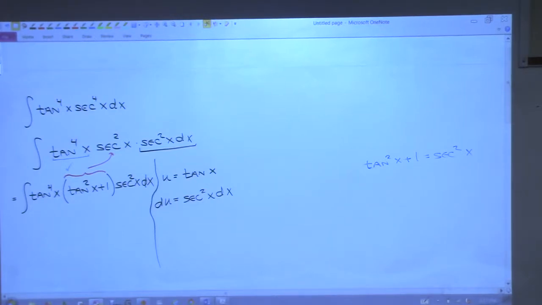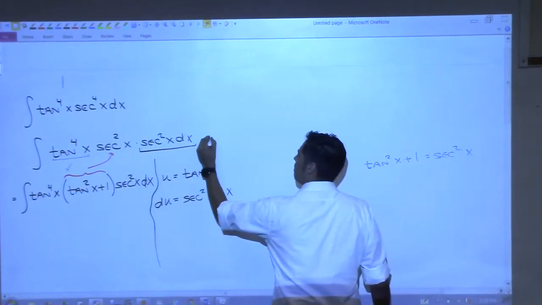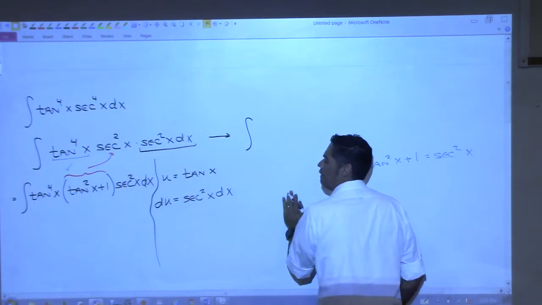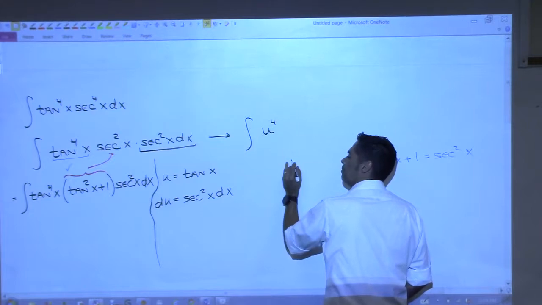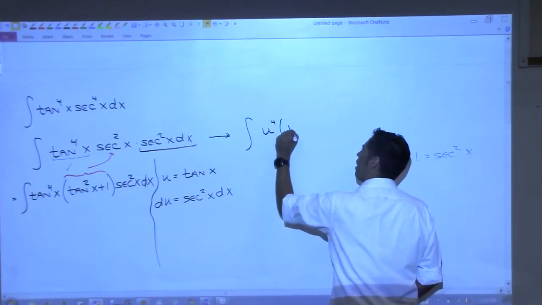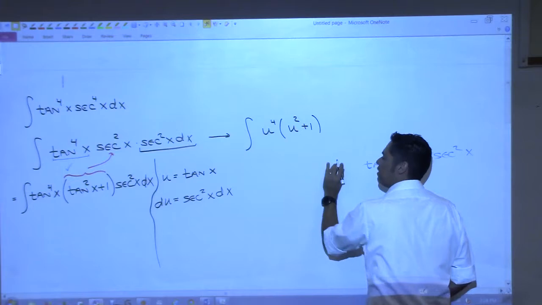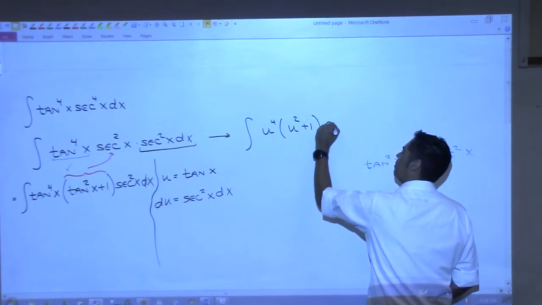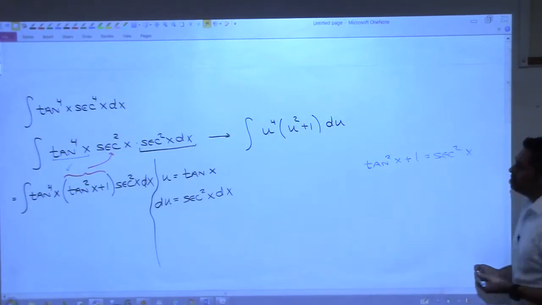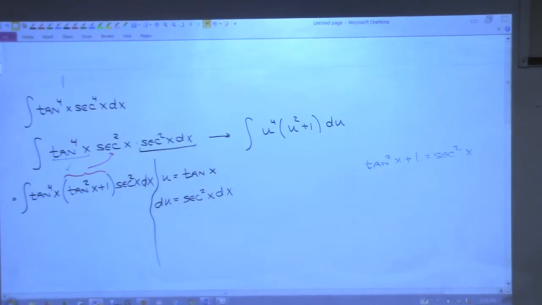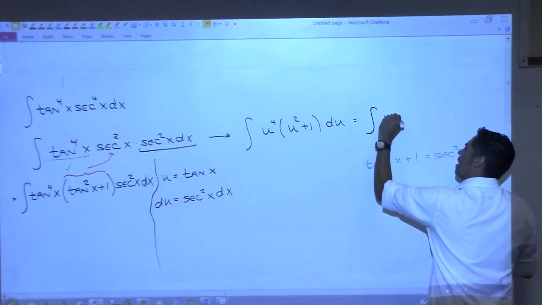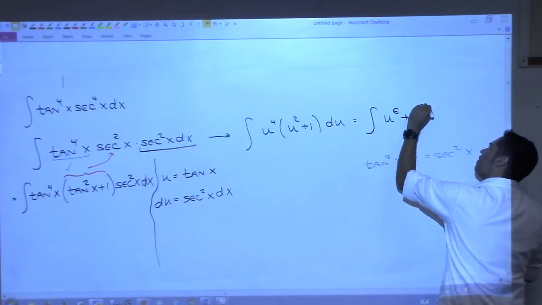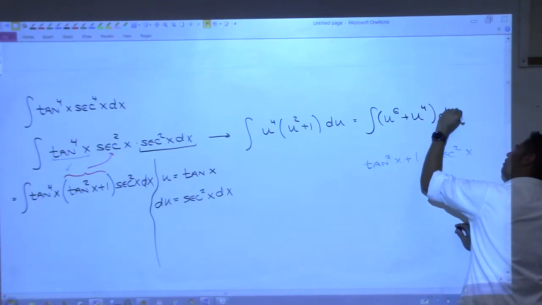What do you think we do now? Just switch everything over to u. All right, here we go. This integral becomes what? U to the fourth, parentheses, u squared plus 1, close parentheses, du. What are you going to do with u to the fourth times the u squared plus 1? Just distribute that u to the fourth through. U to the sixth plus u to the fourth du.